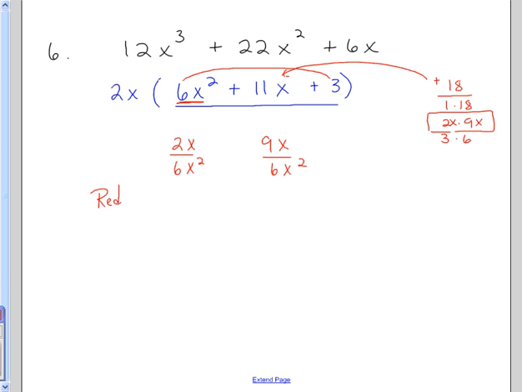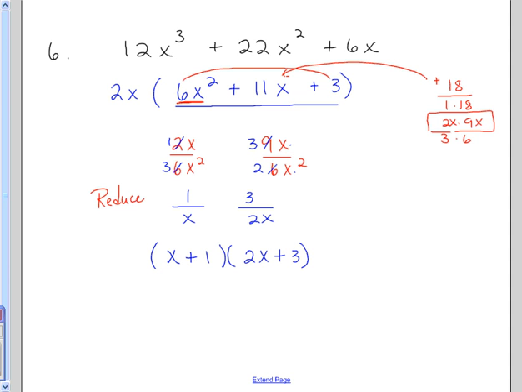Reduce. So as I reduce, I would say 2 will go into 2 one time, 2 will go into 6 3 times. So I have 1 over x squared is x. 3 will go into 9 3 times, 3 into 6 2 times. So 3 over 2, x over x squared leaves me the x in the denominator. So I would have x plus 1 times 2x plus 3.